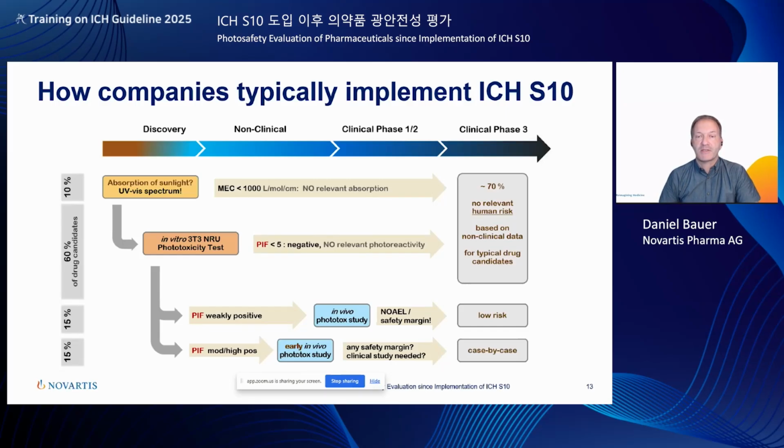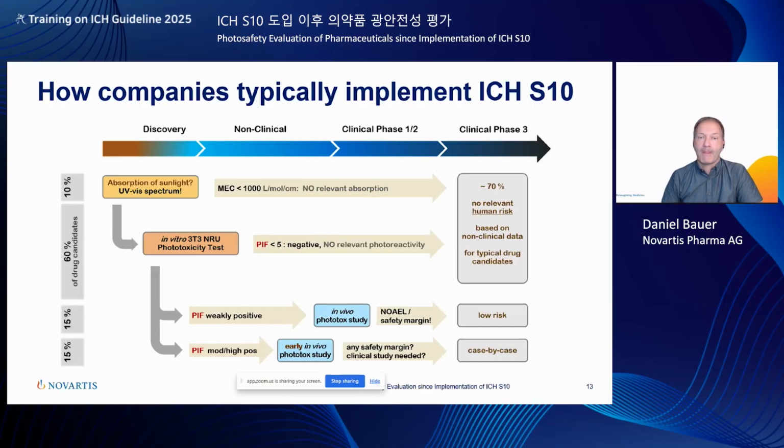Some companies do this as a screening test, others wait for the first GLP batch to run this test. But if this test is negative, and negative means here below 5, based on ICH S10, the PIF value below 5, then you're typically done. And this is true for roughly 70% of the drug candidates during lead optimization, where you can still select your candidate.